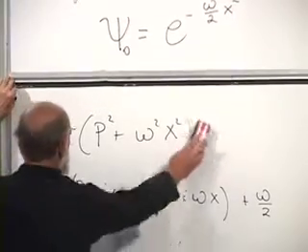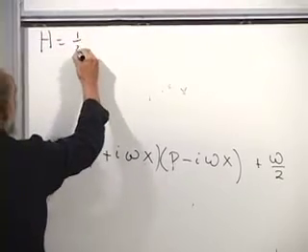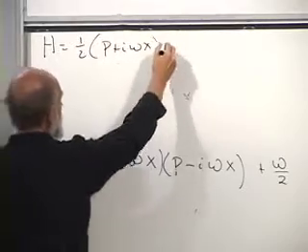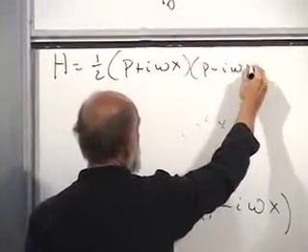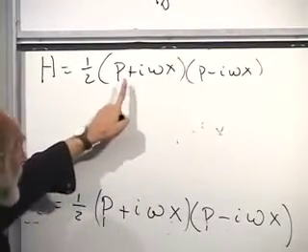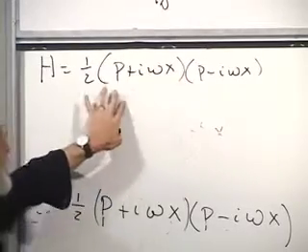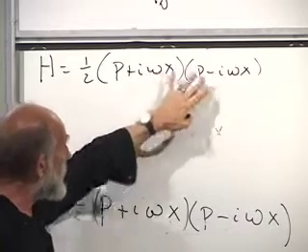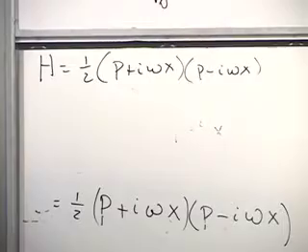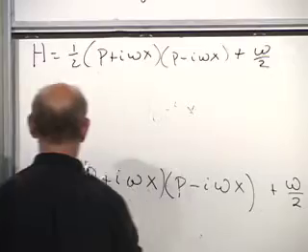Okay, here we are. Here's our Hamiltonian. Let me rewrite it up here. H equals 1/2 p plus I omega x times p minus I omega x. Notice these are Hermitian conjugates of each other. P plus I omega x is the Hermitian conjugate. Classically, it would just be complex conjugate. They're the Hermitian conjugates of each other. Plus omega over 2. Okay, that's our starting point.